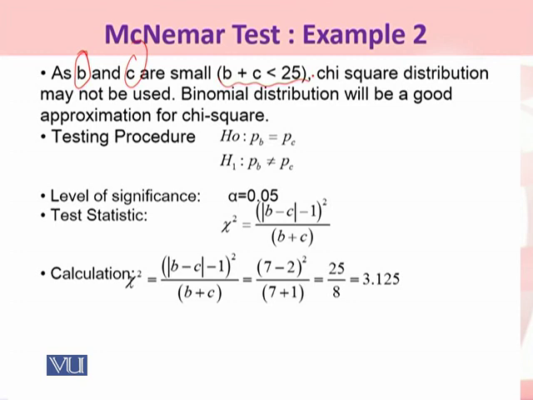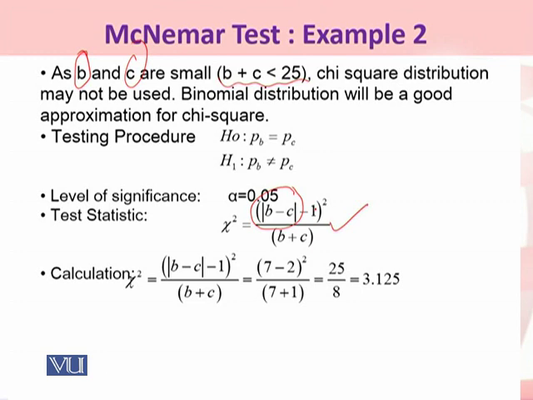So students, for that, Edwards, who was a statistician, gave an approximation to find out the exact value of the binomial, and that is being written before you. Chi-square equals modulus of B minus C, minus 1, whole square, divided by B plus C. So students, if we have those kinds of problems where the discordant pairs, if you sum them up, and their sum remains less than 25, then you will not apply the chi-square McNemar, you will apply this modified form of chi-square McNemar that was proposed by Edwards.